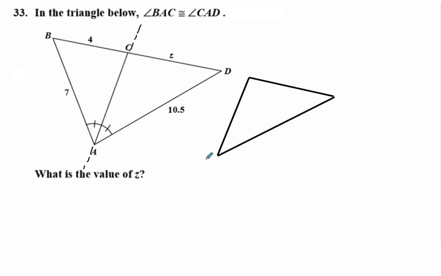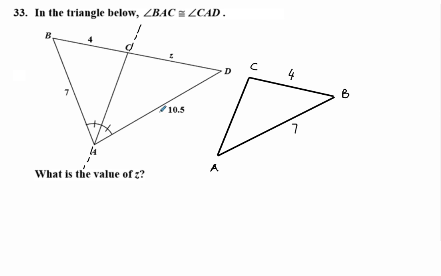So I've just drawn it here. So that would be your A. That would be your B, and that would be your C. And that would be the 7, the longer side, and that would be 4. Okay? All right, what is the value of Z?